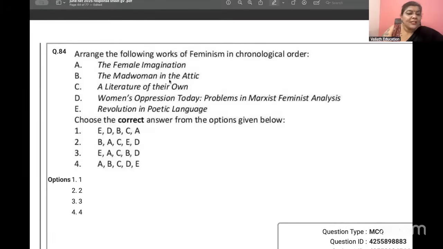Now, in this, also, it is very easy. You know why? Because Madwoman in the Attic, you should definitely know, 1979. A Literature of Their Own, you should know, 1977. C should come before B. You should know that. These two are very famous. Others you don't have to know. C is before B. That is the answer. So 3 is the answer. You don't even have to wonder about all these things. Elaine Showalter's A Literature of Their Own is very famous. Founding text. Madwoman in the Attic also, you should know. Finished.